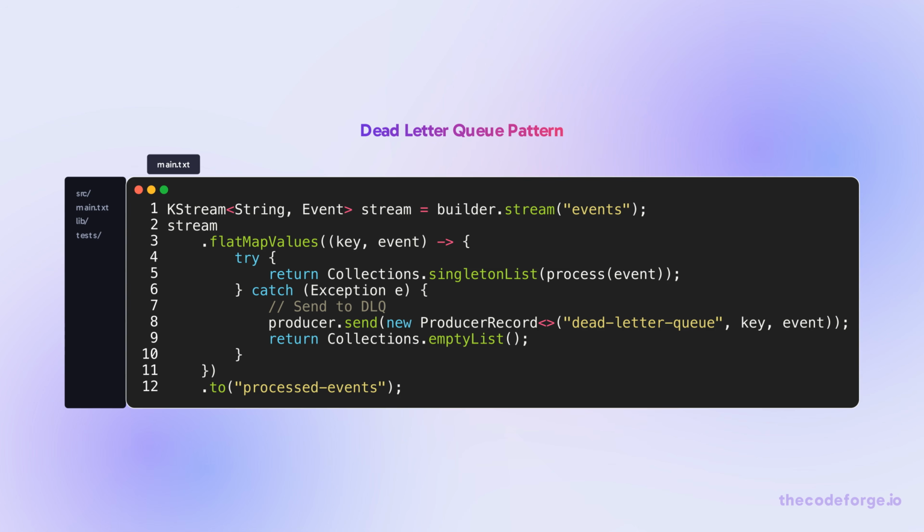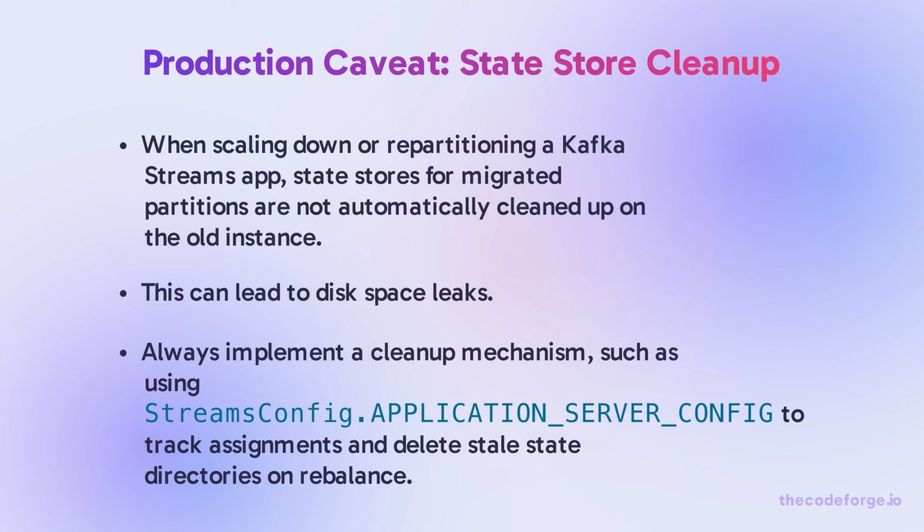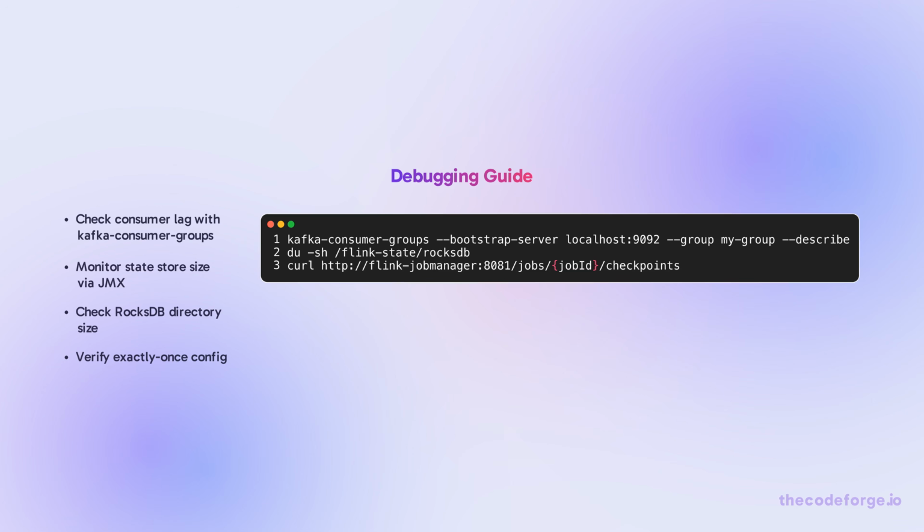Here's a Kafka Streams pattern that sends unprocessable records to a DLQ topic while continuing processing. When scaling down or repartitioning a Kafka Streams app, state stores for migrated partitions are not automatically cleaned up on the old instance. This can lead to disk space leaks. Always implement a cleanup mechanism, such as using StreamsConfig APPLICATION_SERVER_CONFIG, to track assignments and delete stale state directories on rebalance. Use Kafka consumer groups to check lag.